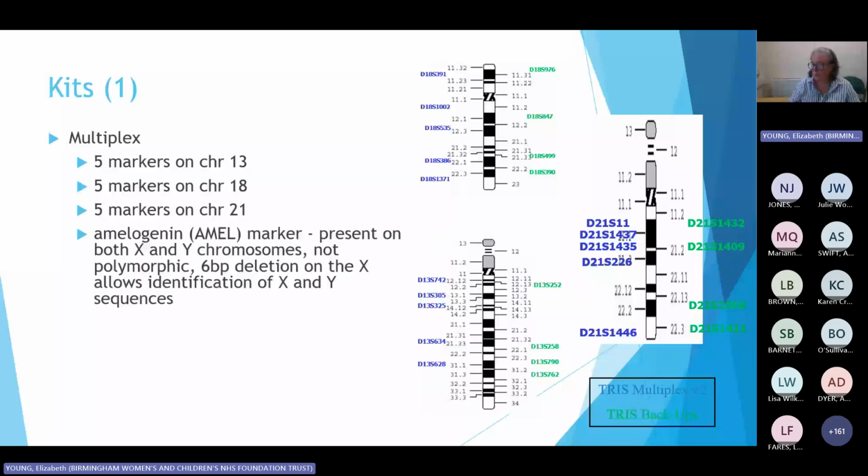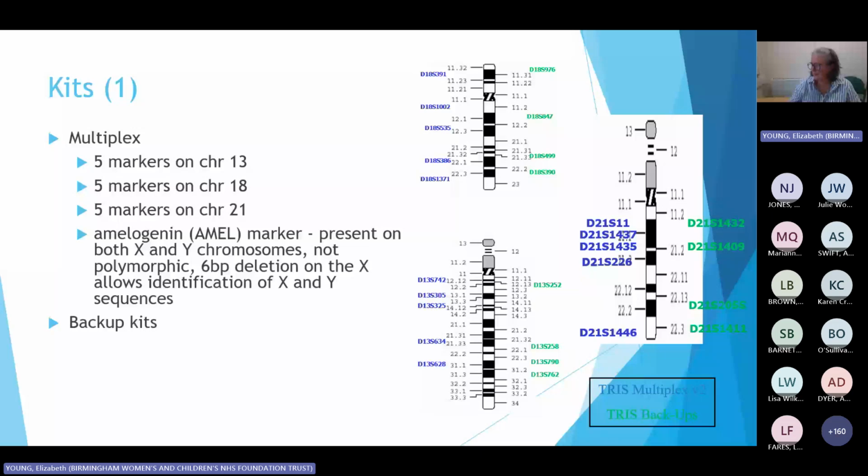We also include a marker, the amelogenin marker. This is a marker on chromosomes X and Y that we use as a QC metric to make sure that our fetus is the expected sex. We do also have backup kits. We have another 4 markers on each of the chromosomes, which we can use in unusual circumstances. And again, I'll show you why they're useful in a moment.